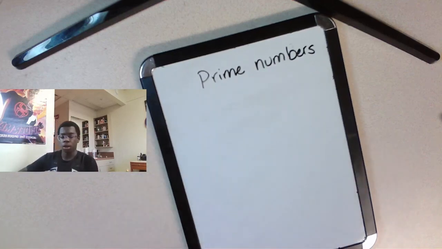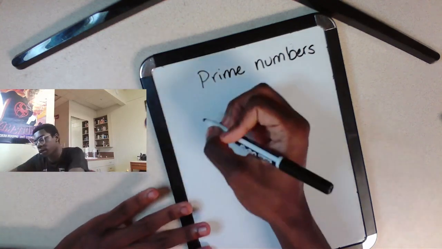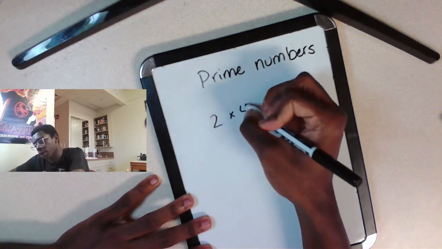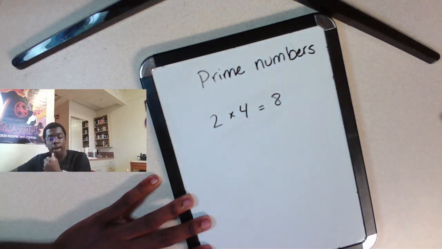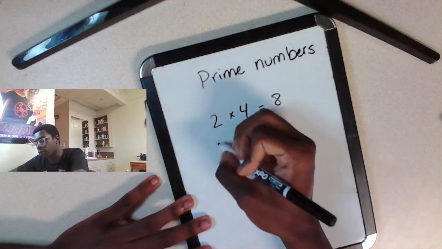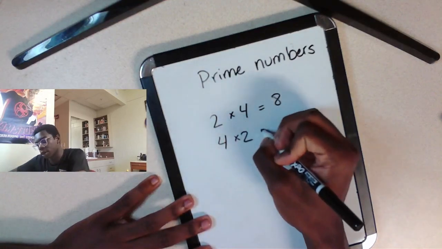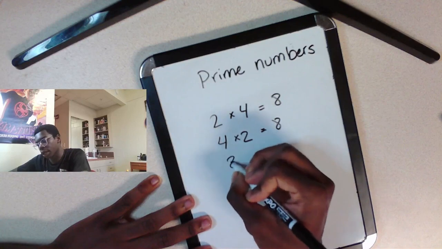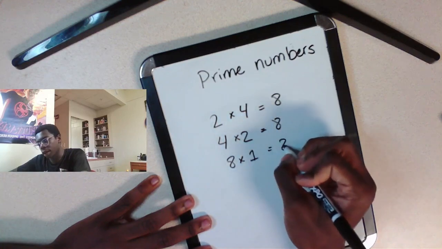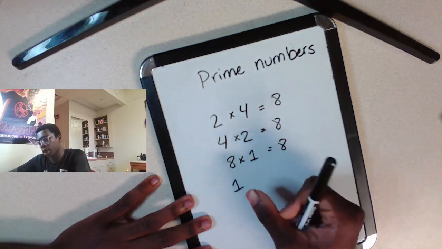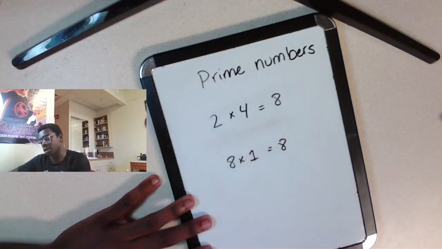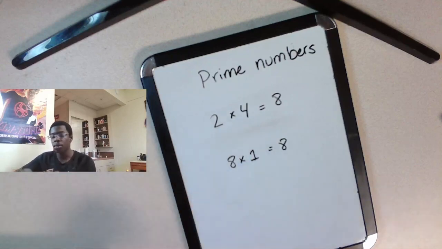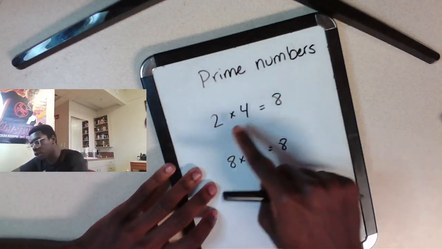But we can get numbers by multiplying other numbers, right? So we could have 2 times 4 and get 8. Or we could have 4 times 2 and get 8. Or 8 times 1 and get 8. Let me erase that because that's the same, just in the reverse order. But we have multiple ways of getting 8, right?